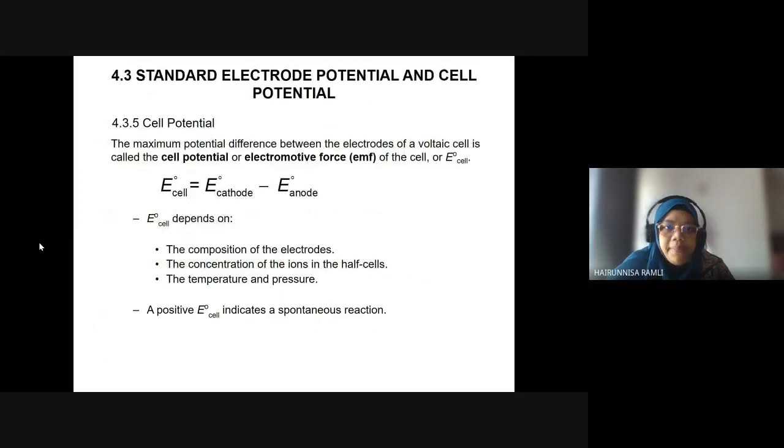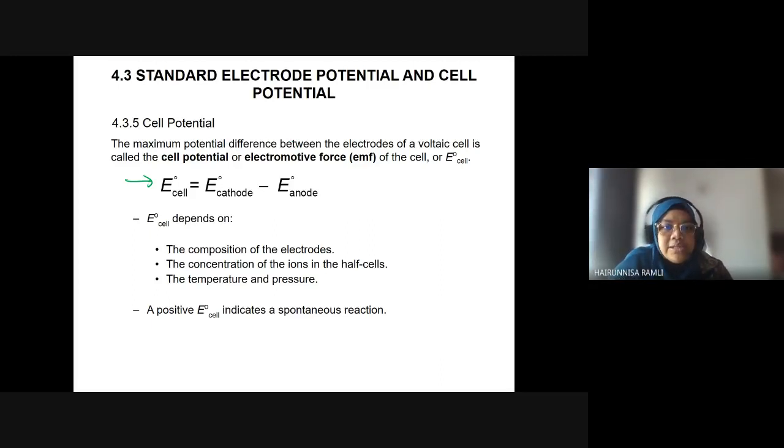Okay, so kalau tak ada apa, kita masuk kepada cell potential. Okay, inilah baru, akhirnya baru masuk kat sini eh. Tadi kan saya ada keluarkan satu formula tadi kan. E cell is equals to E cathode tolak E anode. Okay, so this is, we call it as E cell or cell potential.